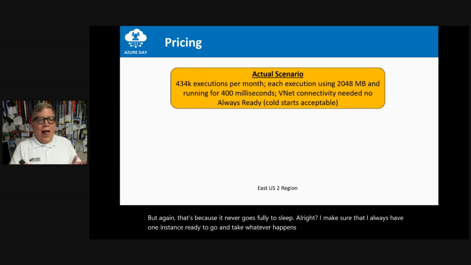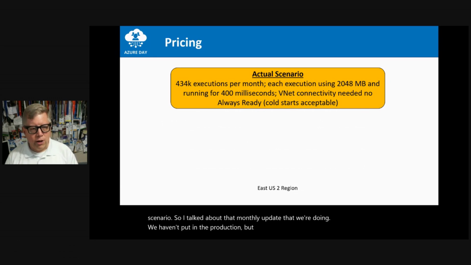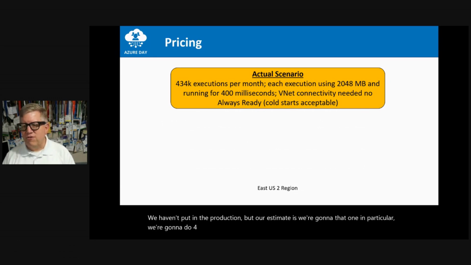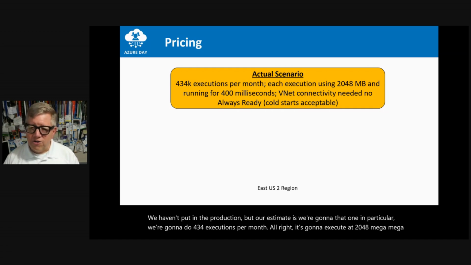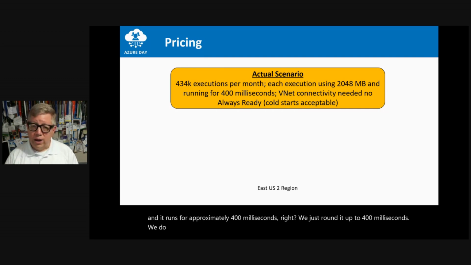I'm going to give you an actual scenario. So I talked about that monthly update that we're doing. We haven't put it into production, but our estimate is that one in particular is going to do 434 executions per month. It's going to execute at 2048 megabytes, and it runs for approximately 400 milliseconds, right? We just rounded up to 400 milliseconds. We do need virtual networking connectivity, but we do not need always ready.